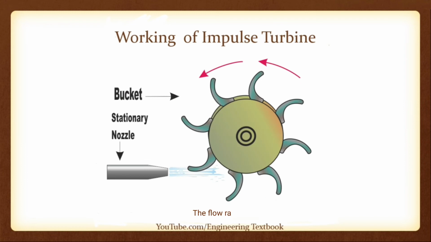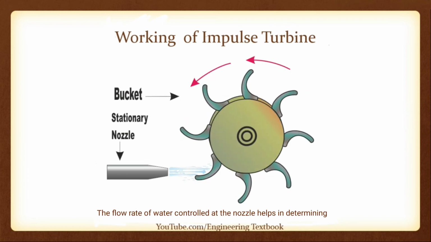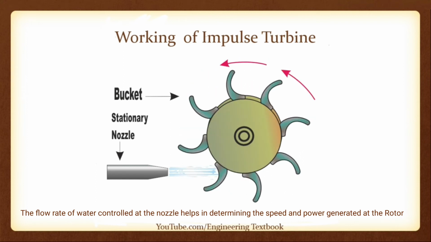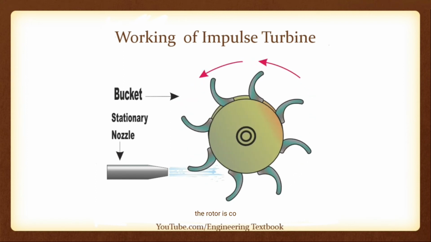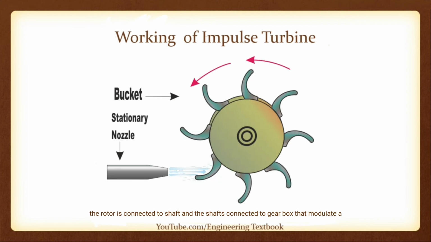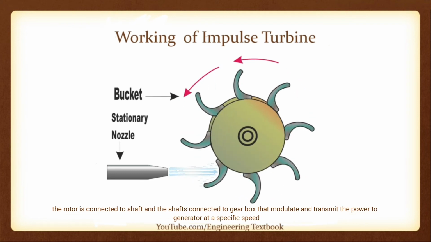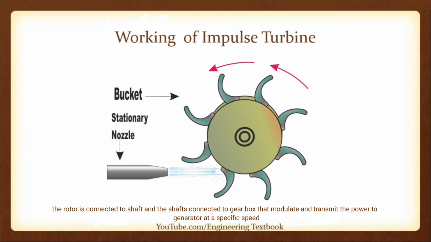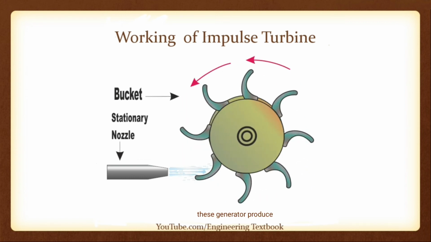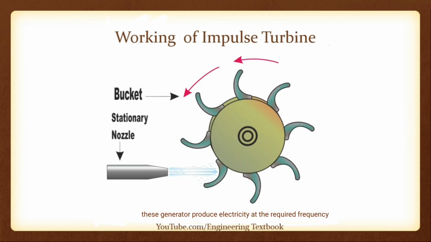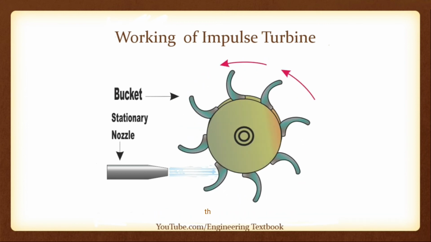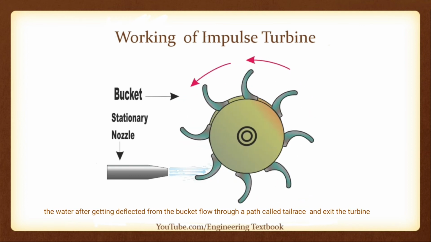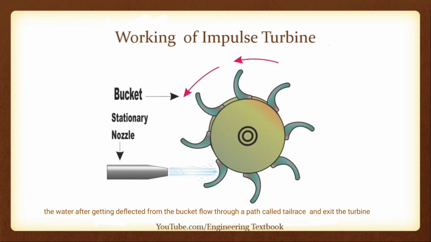The flow rate of water controlled at the nozzle helps in determining the speed and power generated at the rotor. The rotor is connected to a shaft, and this shaft is connected to a gearbox that modulates and transmits the power to the generator at a specific speed. This generator produces the electricity at the required frequency. The water, after getting deflected from the bucket, flows through a path called tail race and exits the turbine.